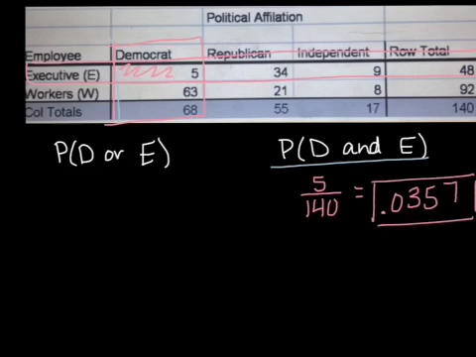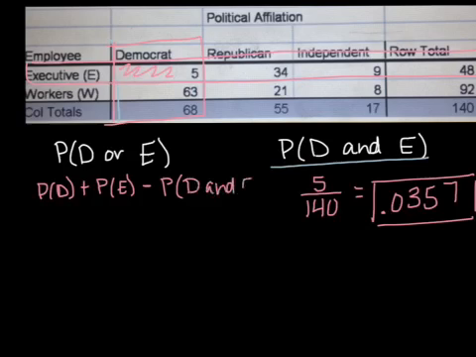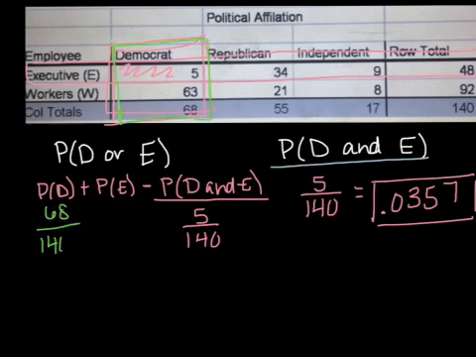"Or" means one or the other, but take away the "and". So "or" is the probability of D plus the probability of E happening, but take away the probability of D and E. Well, the good thing right now is we know the overlap. The overlap is 5 over 140. The probability of Democrats, if I look at the box right here, let me go ahead and switch colors to help out. So Democrats is right here, so I have a total of 68, and the total is 140.